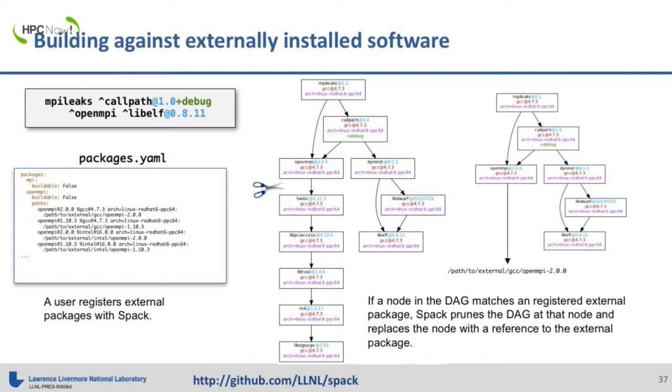You can also say that they're not buildable, so if you do that, then Spack won't try to build that package. So here we're just setting up all the system OpenMPIs and saying that they're not buildable, which means that Spack will always use one of these.